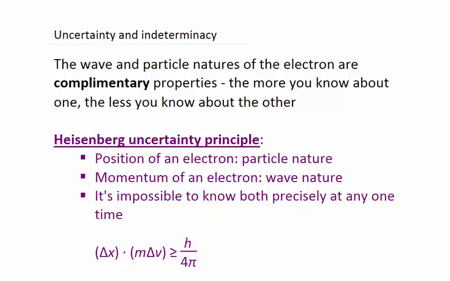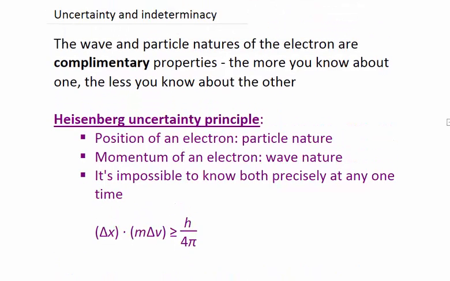So the best we can do is understand that the wave and particle natures of the electron are there together, but they're actually complementary, which means the more we know about one, the less we know about the other. Okay? We can't know everything about both the particle and wave natures at the same time. And specifically, the more precisely we know one, the less precisely we know the other. And that's what the Heisenberg uncertainty principle is.